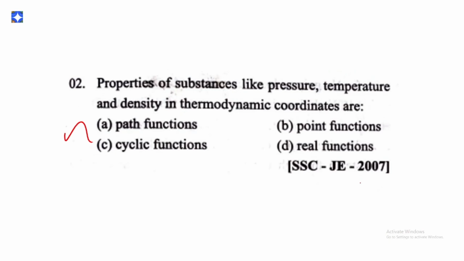This question was again asked in the same year, 2007. Properties of substances like pressure, temperature and density in the thermodynamic coordinates are: option A, path function; option B, point function; option C, cyclic function; and option D, real functions.